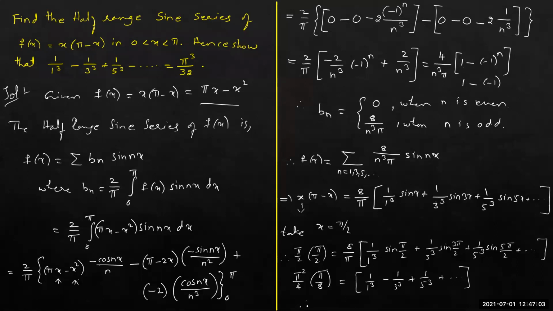So therefore, if you write this once, we'll get it like this: 1 by 1 cube minus 1 by 3 cube plus 1 by 5 cube minus and so on, is equal to, if you multiply them, pi into pi square, it is pi cube divided by 32. So like that, by taking a particular value of x, we can find out this kind of deductions. So this is a half range Fourier series, sine series, and hence the deduction.